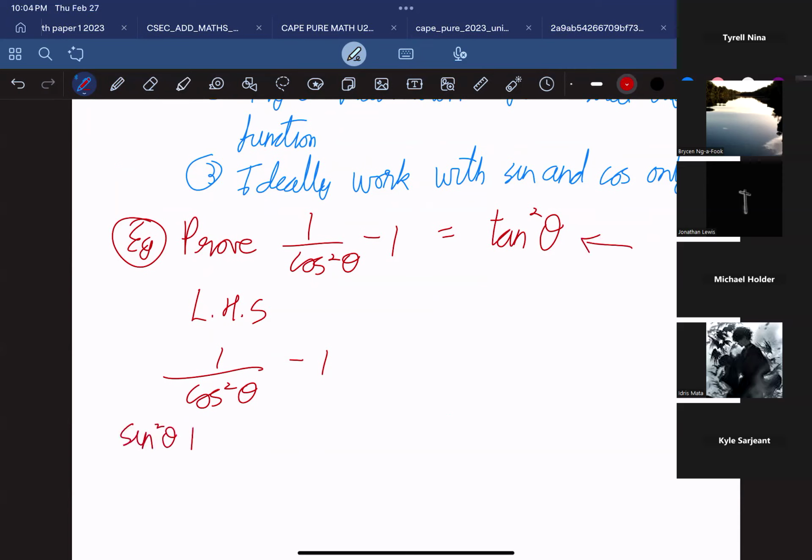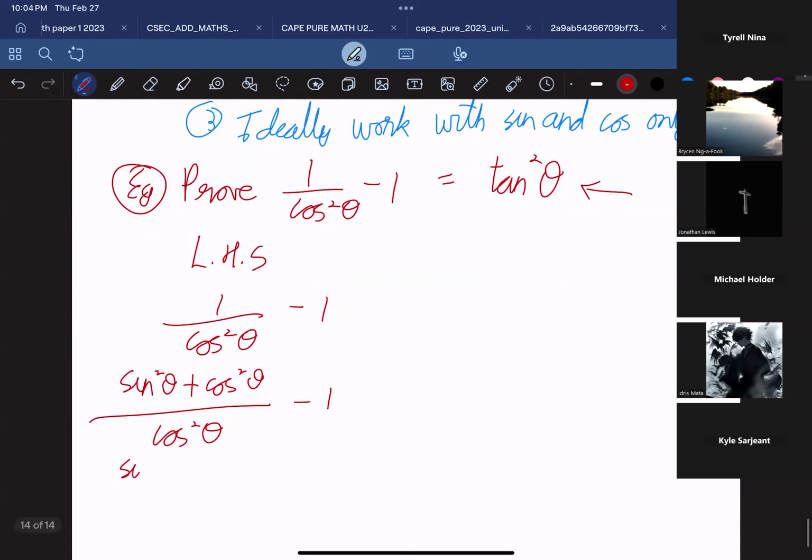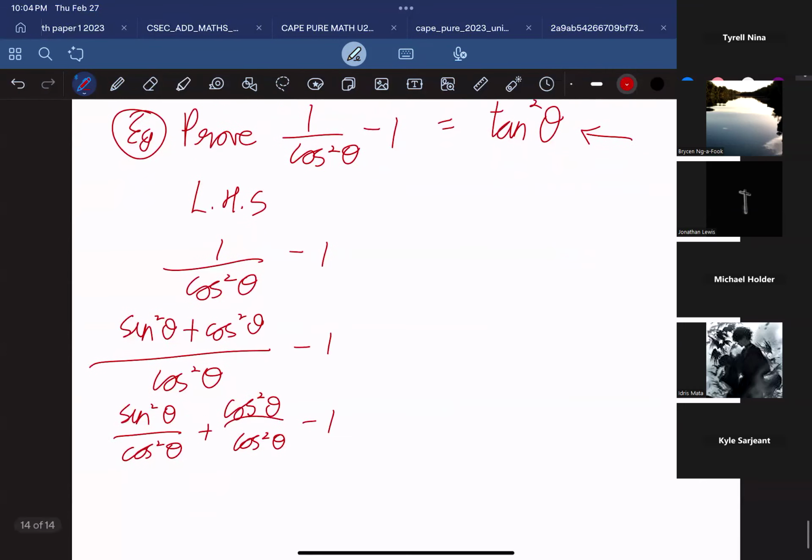So this is sine squared theta plus cos squared theta over cos squared theta minus 1. I separate the fractions. I'll get sine squared theta over cos squared theta plus cos squared theta over cos squared theta minus 1. I know sine squared over cos squared is tan squared theta. Cos squared over cos squared is 1, minus 1, which leaves tan squared theta. Or I could say, in my right hand side I only have 1 term. You could do either or. You don't have to do both. Once you get the solution, that's it, right?